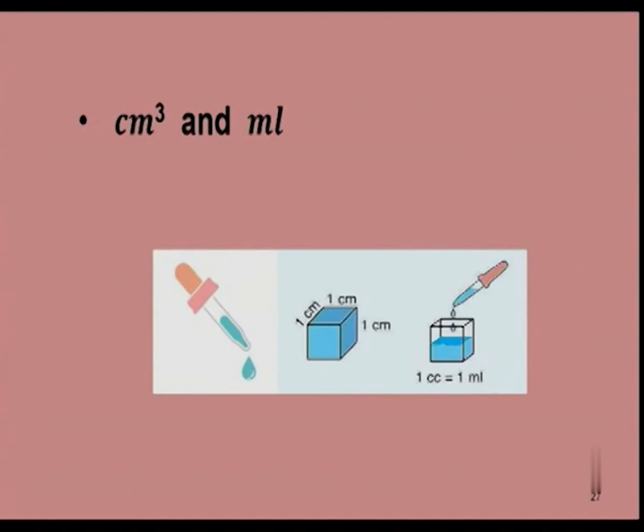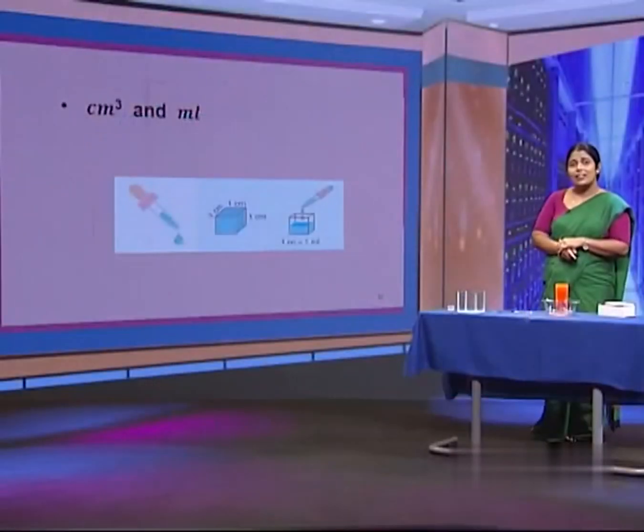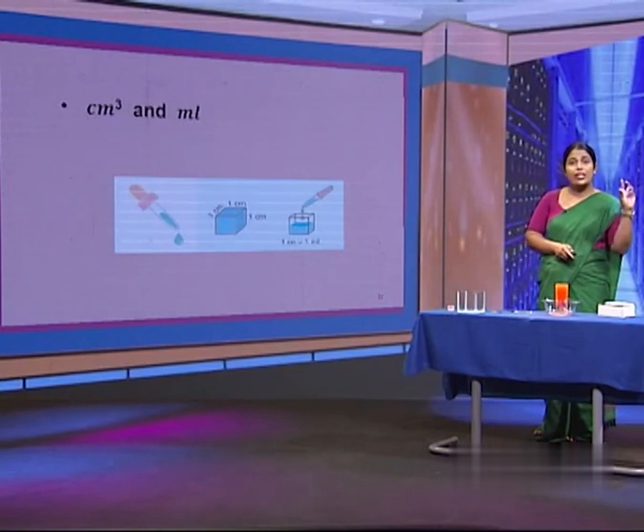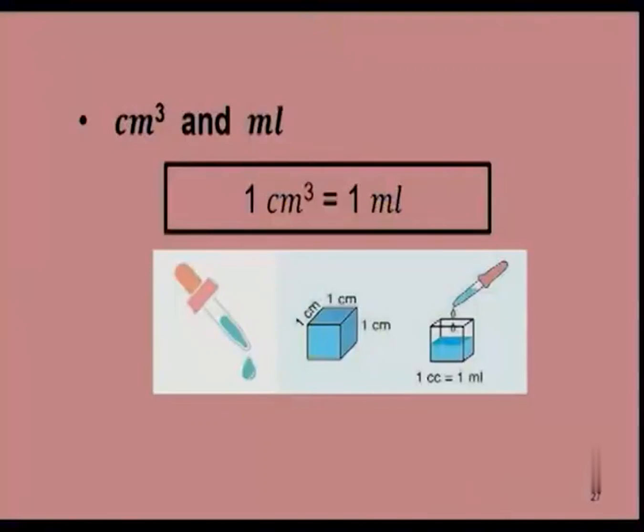You can see a symbol, cc. What is the meaning of cc? This cc means the first 2 letters of the words cubic centimeter. You can represent the cubic centimeter in this way also. So, 1 cubic centimeter is equal to 1 milliliter, and we can represent this relationship this way. Now we are going to prove this relationship in another way.